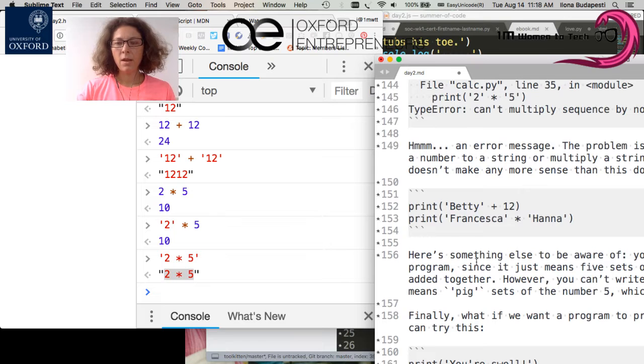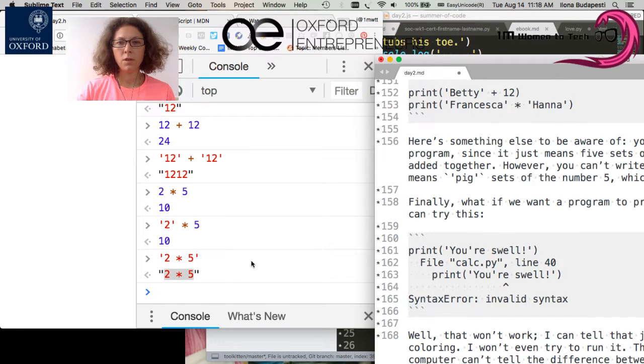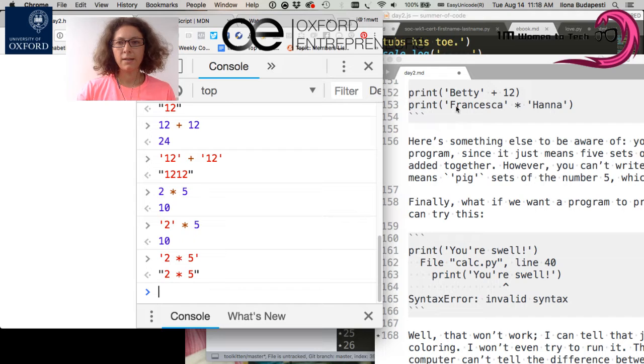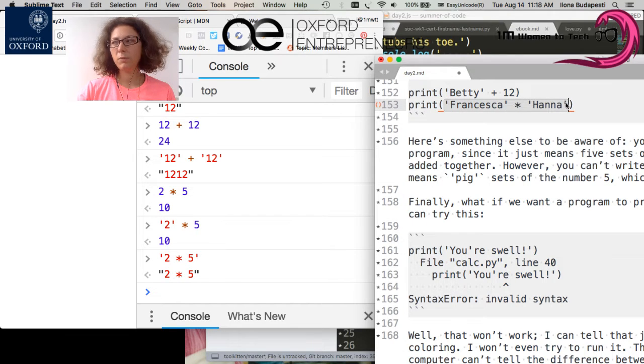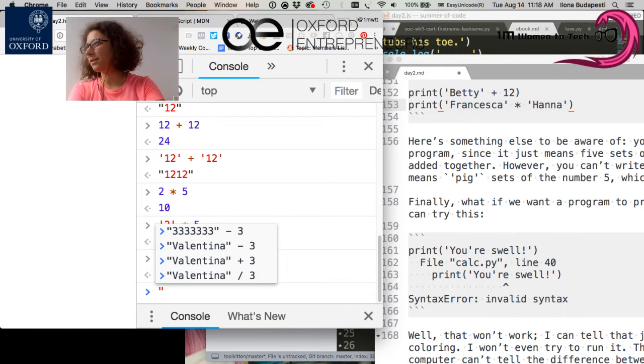Okay. How about if we try to do something like multiply 2 people's names together? Could I have some volunteers, please? Let's have two names together.